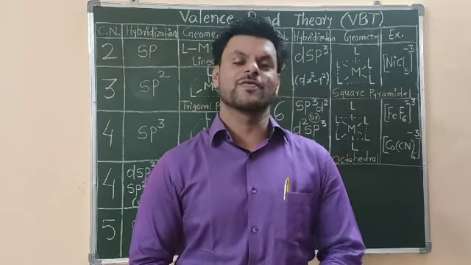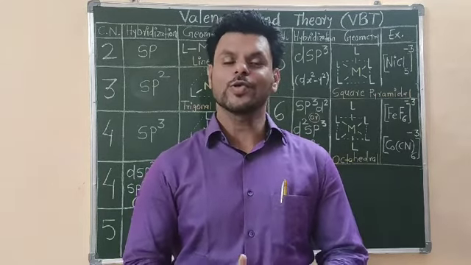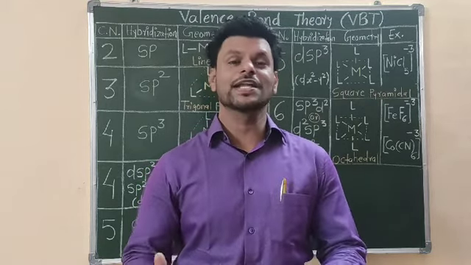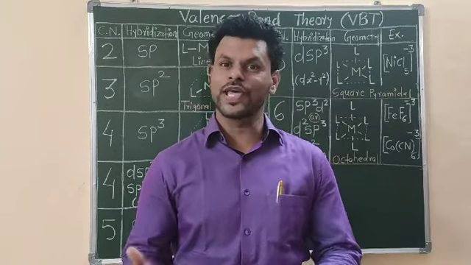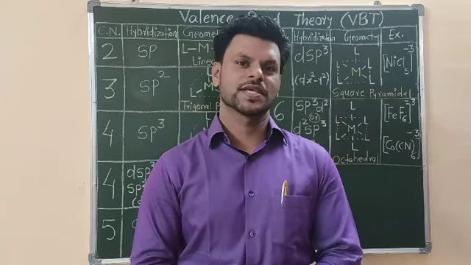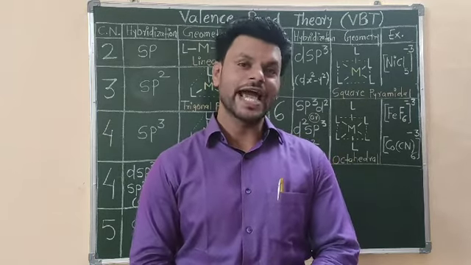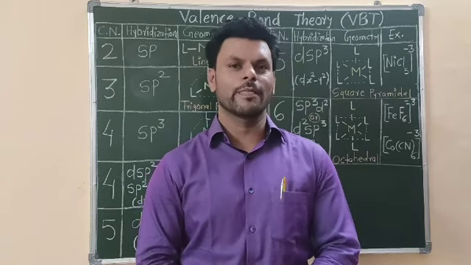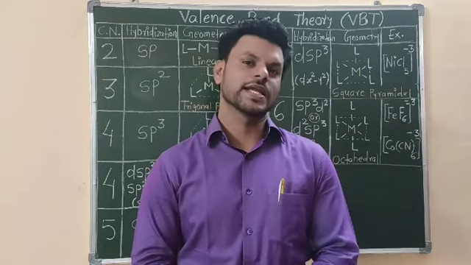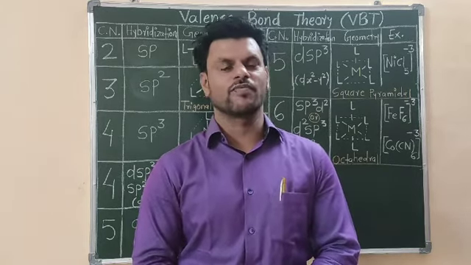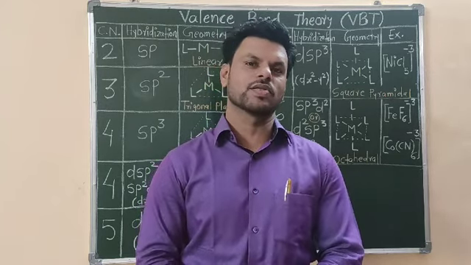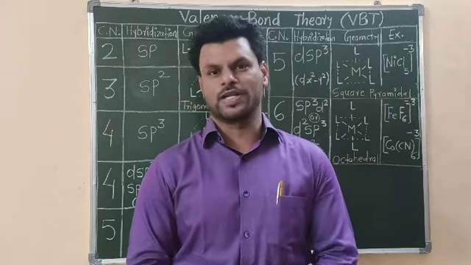Today our topic is valence bond theory. In order to explain the nature of chemical bonding in complexes, various scientists have put forward their own theories. Amongst these are valence bond theory, crystal field theory, ligand field theory and molecular orbital theory. These theories were successful in explaining the characteristics of coordination compounds. Today we'll discuss the valence bond theory, which was given by Linus Pauling.